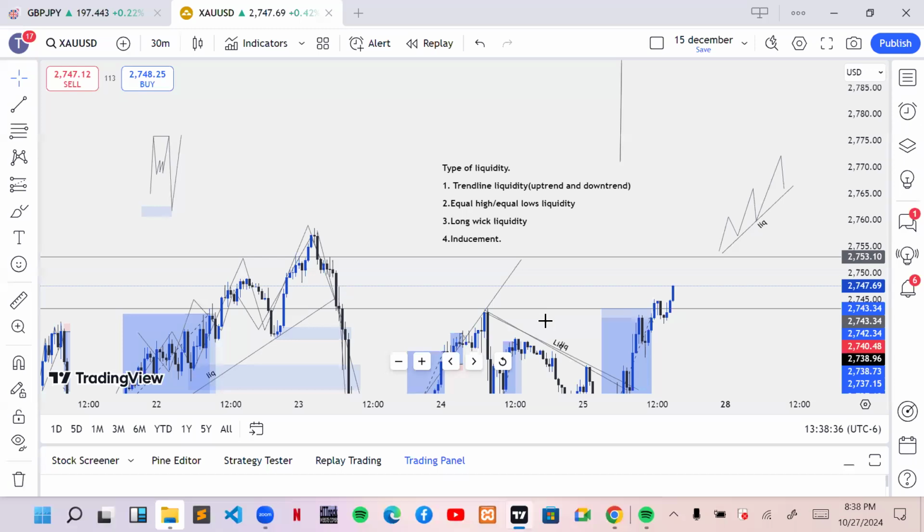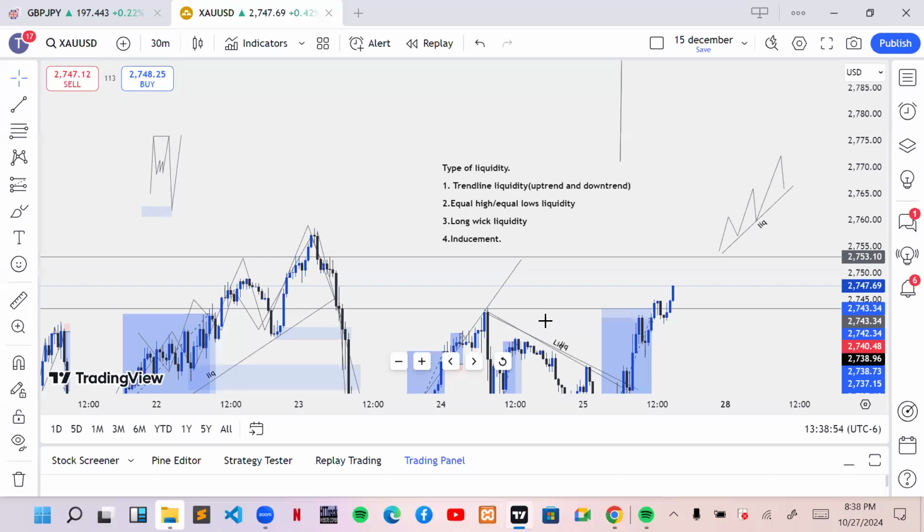If the market is on an uptrend and is making higher highs and higher lows while approaching your sell entry, you know that your take profit will clear that entire trend line liquidity. If the market made a very long wick on the downside before going up to trigger your sell entry, your take profit will go and clear that long wick liquidity.